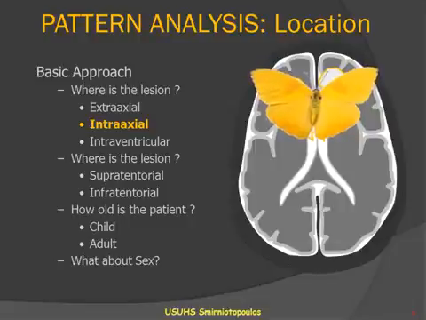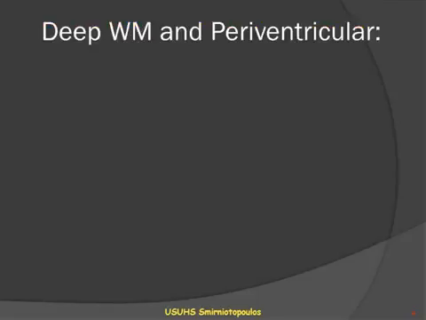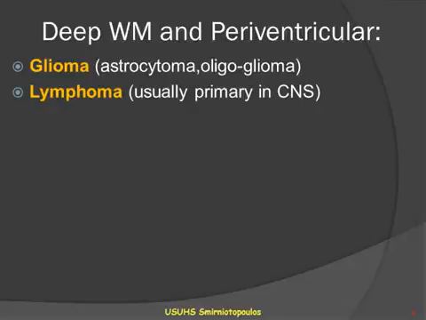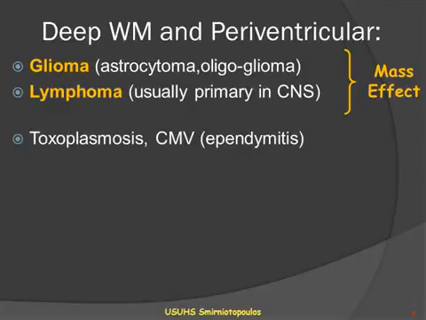Butterfly lesions. Let's think a little bit more about deep white matter and periventricular lesions. Gliomas, astrocytoma and oligoastrocytoma, and lymphoma, usually primary lymphoma in the central nervous system, are the classic lesions that expand by infiltrating the corpus callosum.